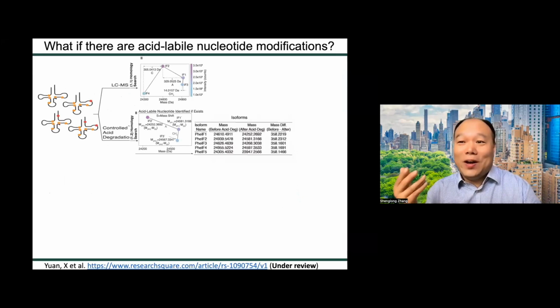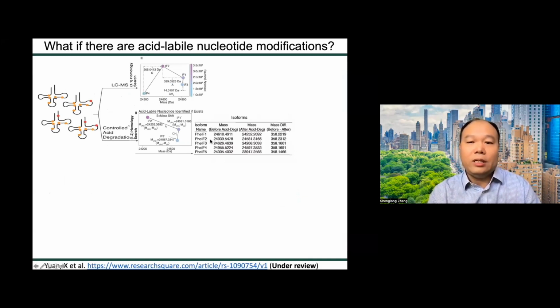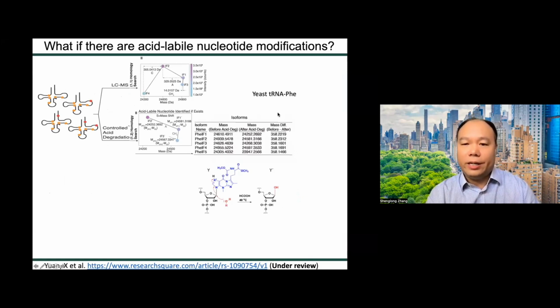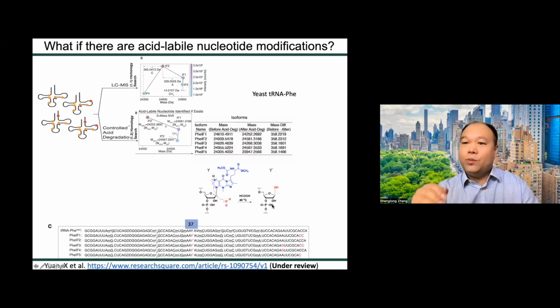Remember, we use formic acid to generate a ladder. So what if there are acid-labile nucleotides? If there are, we should immediately notice a mass change if we look at the intact mass before and after the acid degradation. This is the data when we sequenced yeast tRNA Phe. You can see they have different isoforms, but after the acid treatment, the mass decreased by 358. This is because there is depurination in this acid condition. We further pinpointed exactly where this is in the tRNA Phe, at position 37.